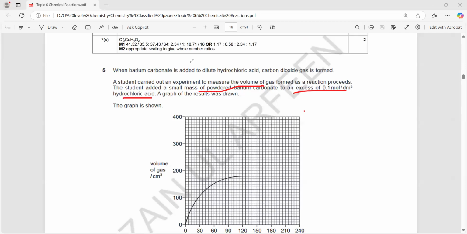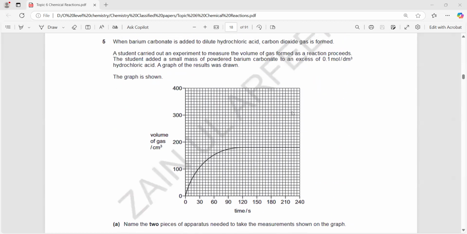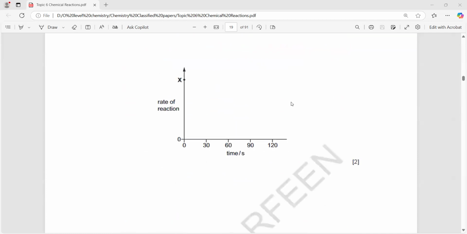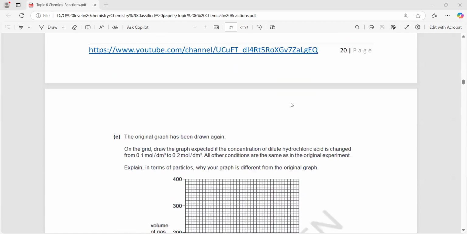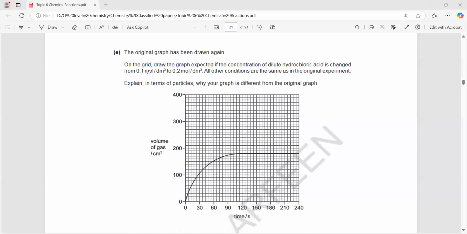Whenever you change an excess reagent, it will not change the product, it will only change the rate. If I change the barium carbonate, then it will change the rate as well as the amount of product. So in this question, we increase the concentration from 0.1 to 0.2. What will happen to the rate? It will increase. But what will happen to the final product? It will be the same. Why is it the same? Because you are changing an excess reagent.